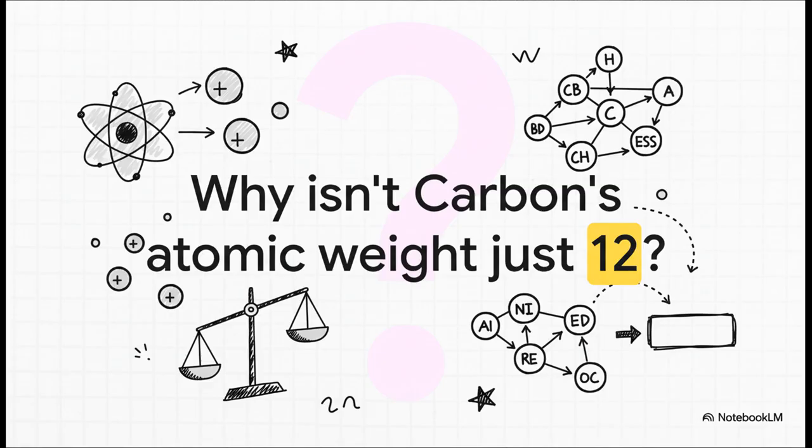Okay, so to get started, let's rewind back to high school chemistry class. We all learned that carbon has 6 protons and 6 neutrons. That should add up to an atomic weight of exactly 12. Simple enough. But if you look at any periodic table, the number is always 12.011. So where does that little extra bit come from? Well, the answer to that is the key to everything we're talking about today.